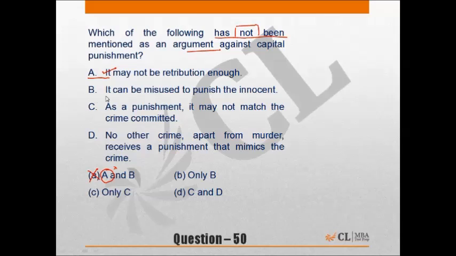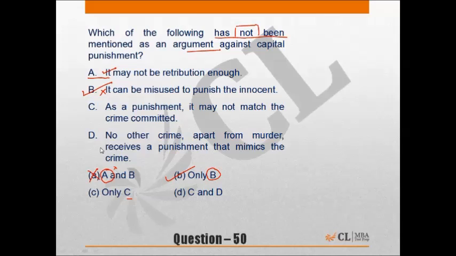Okay. Statement B: it can be misused to punish the innocent. This has not been mentioned. What has been mentioned is that it is not retribution enough, it is not a good enough deterrent. It has also been talked about the fact that it is probably not uniformly applied, and hence there are other issues connected to it, but it can be misused to punish the innocent. This has not been mentioned in the passage at all. That means statement B should be a part of my answer. Among the choices, statement B is now available in choice B. Choice A we had already eliminated, so choice B should be the answer.